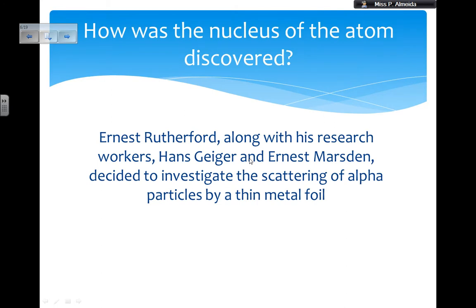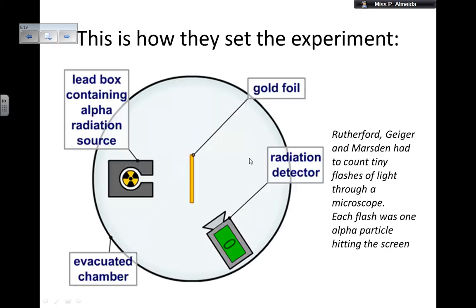So, how was the nucleus of the atom discovered? There were some scientists, Ernest Rutherford, and he was with his research workers, Hans Geiger from the Geiger counter, and Ernest Marsden, I hope I'm saying it right, Marsden, and they decided to investigate the scattering of alpha particles by a thin metal foil. Now, remember, alpha particles are positive, okay?